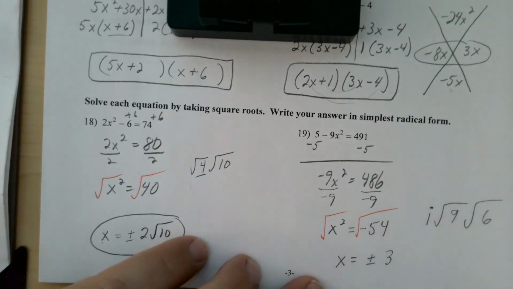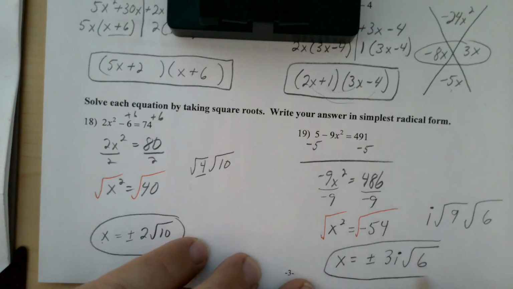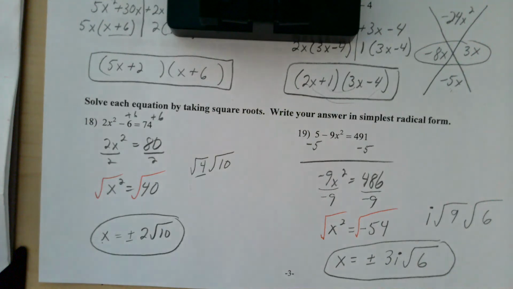So I'm going to write my 3, then I'm going to write this i. So I like to see the 3i and then root 6. That is in simplest radical form. So just think about this. It's pretty easy to get to that step.